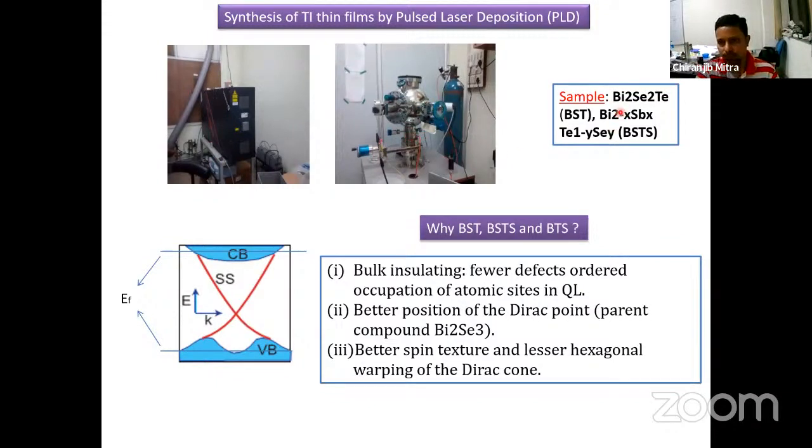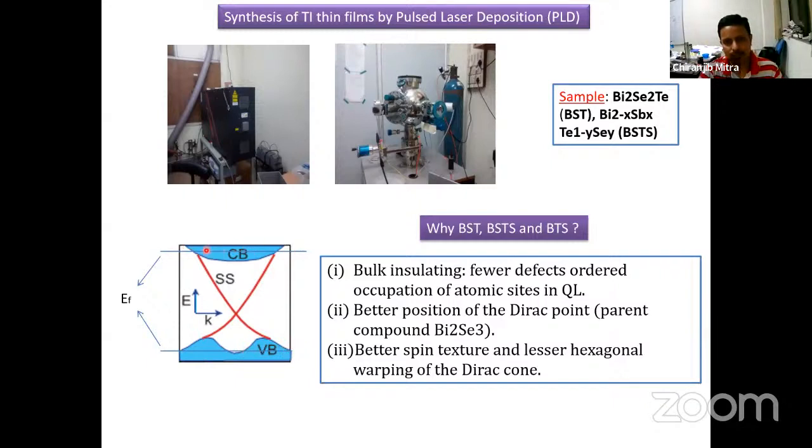So the samples that we are going to talk about are Bi2Se3, Bi2-xSbxTe1-ySey, which is called BSTS, and this is called BST. These are the two major samples. So why do we study these samples? One of the reasons is that if we see the band picture, one can easily have the Fermi level lying either in the valence band or in the conduction band.